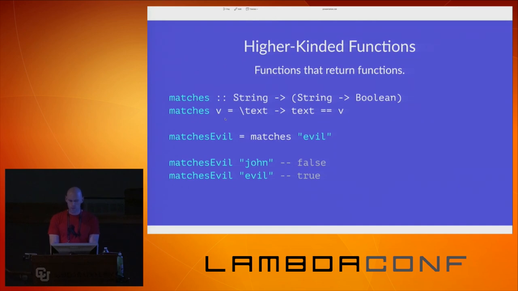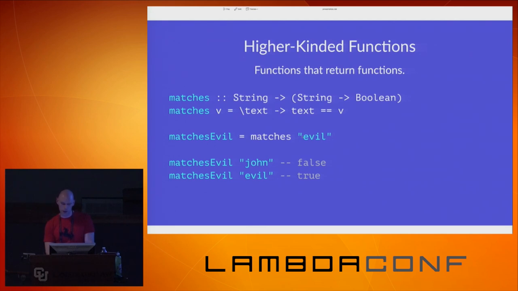Okay, so if a function's domain can be a set of functions, well, so also a function's codomain can be a set of functions. In other words, I can return a function from a function. And in this case, I create a function called matches that's going to take a string, and it's going to return a function that tells me if another string matches that string that I provide. Does that make sense? So, for example, I want a matcher, right? That is, I want a function that's going to tell me if a given string matches some pattern.